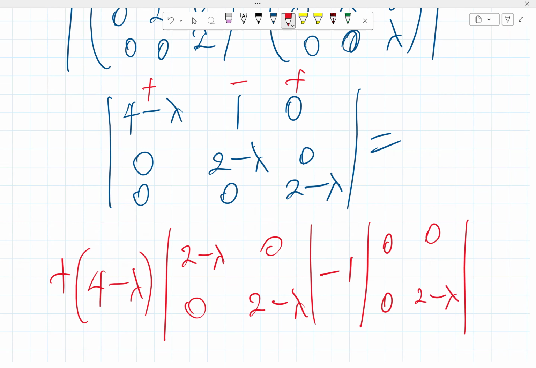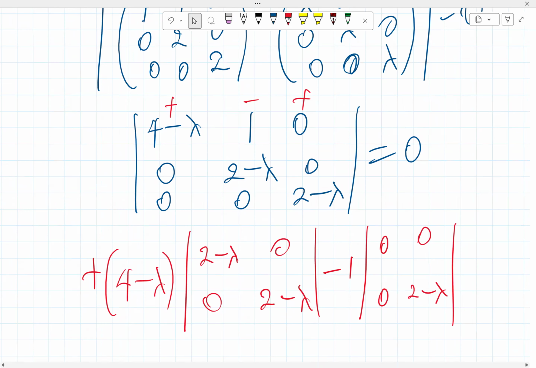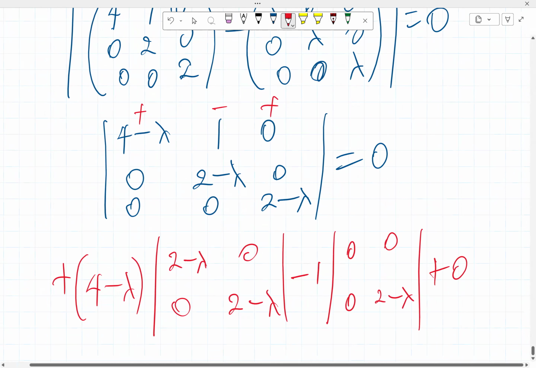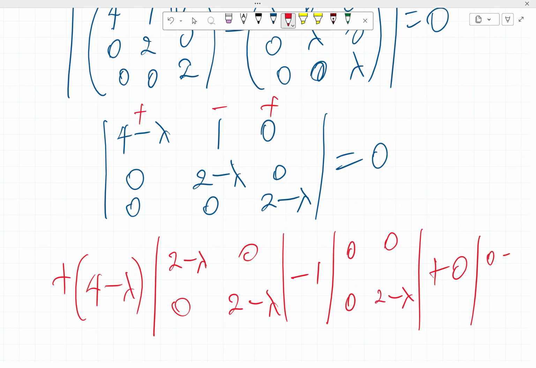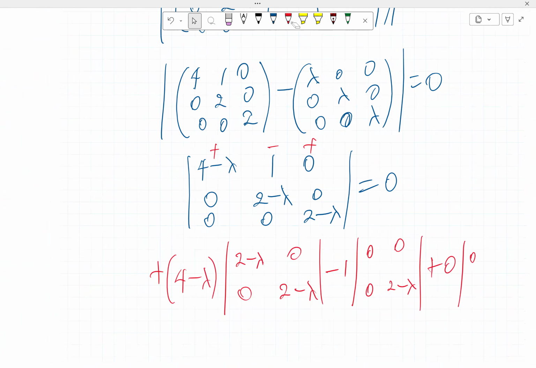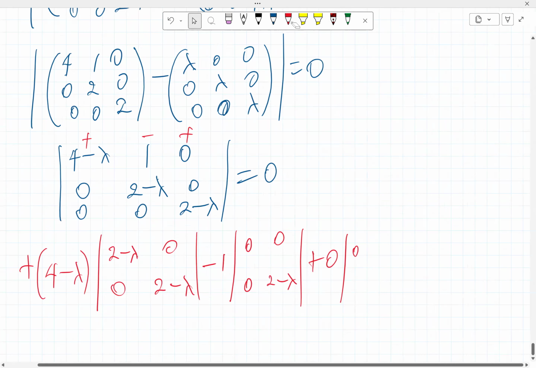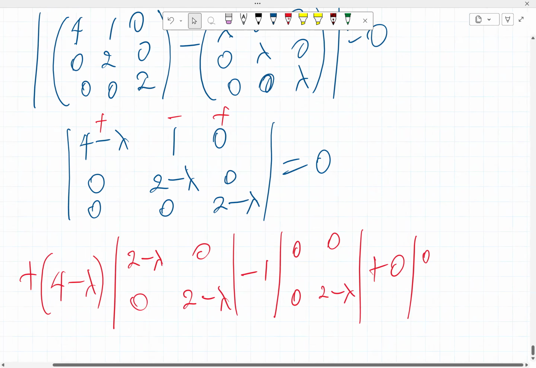And lastly, of course, this is equal to 0 now. So lastly, you have plus 0 into cross this and this, so you have 0, 2 minus lambda, 0, 0. We don't have to worry about this actually because it's already 0, but I just like to do all these things. And everything is equal to 0 now.